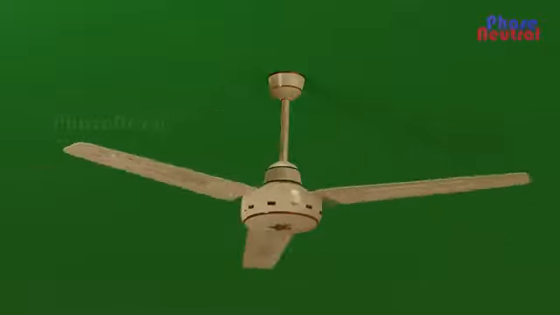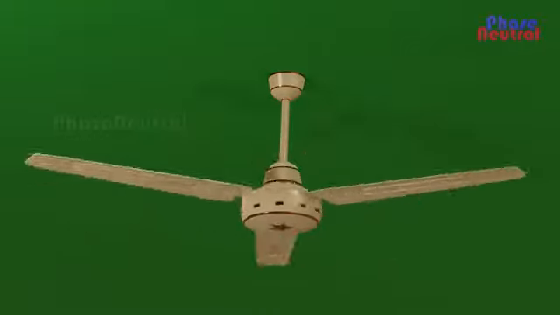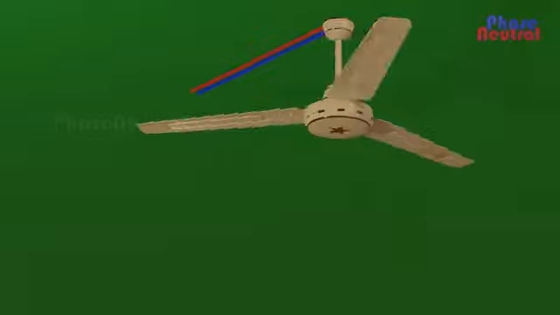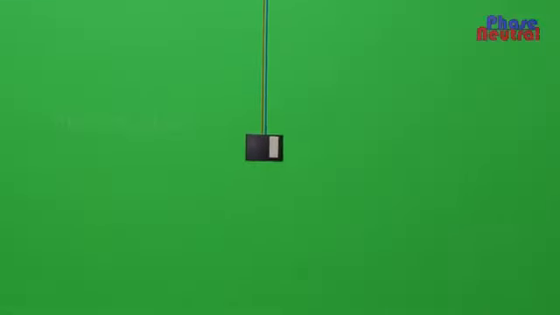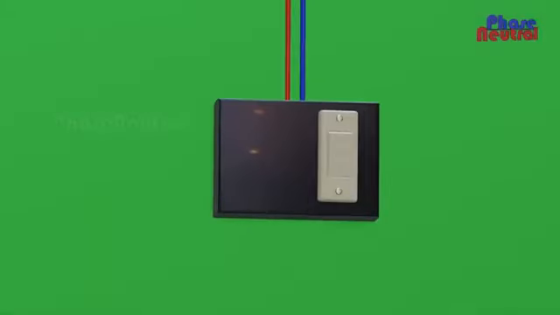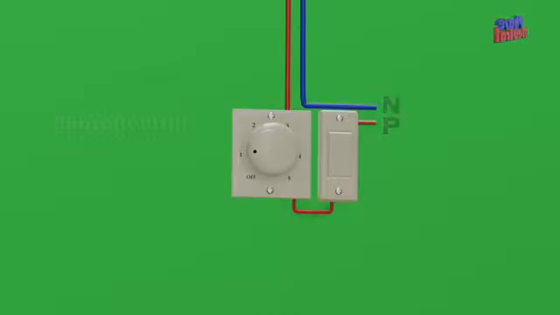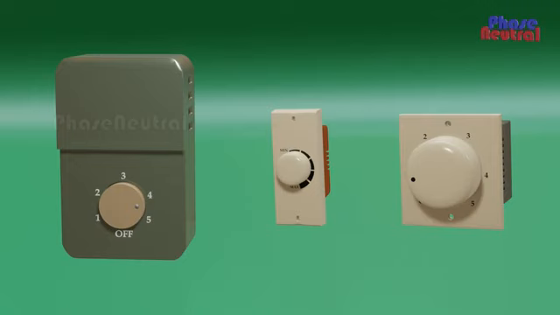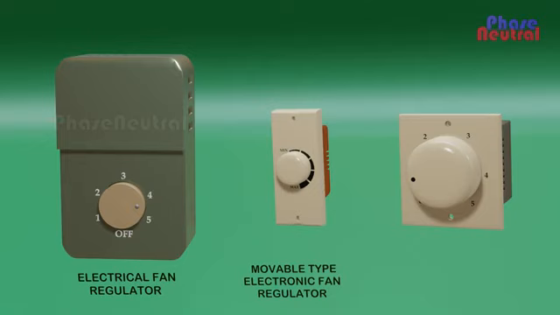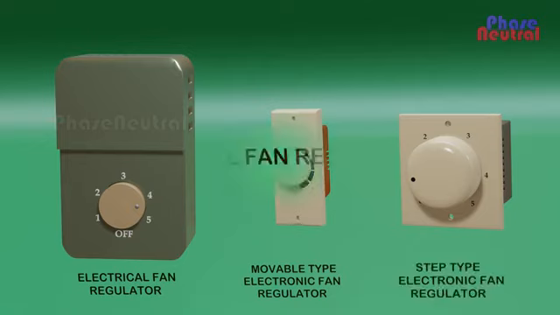The ceiling fan is one of the most common appliances in our household. You can connect a ceiling fan directly to the switch without a regulator. But if you need to control the speed of a ceiling fan, you will have to connect a regulator between the fan and switch. Mainly 3 types of fan regulators are available in the market: electric fan regulator, movable type electronic fan regulator, step type electronic fan regulator.